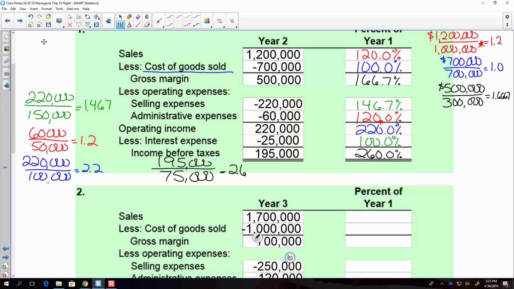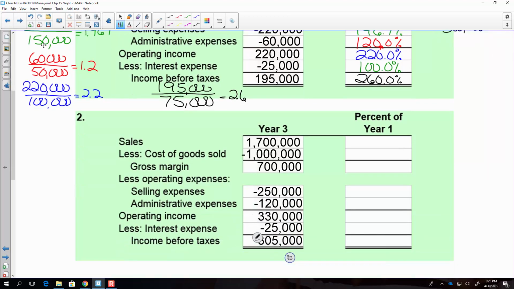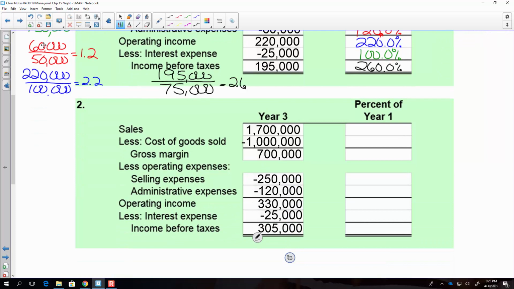And then going to year 3, we'll just do a couple of these. Maybe we'll get through them all. Here again, everything's based off of year 1. So we have to use the 1.7 million. Our base year was 1 million, which means 1.7, or 170% of change from year 1. I think they want me to go to one decimal.